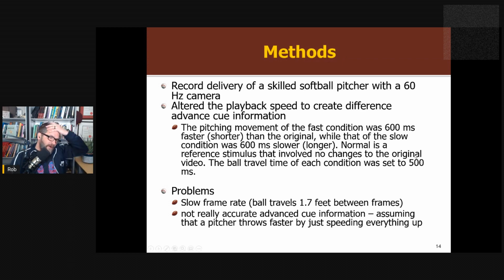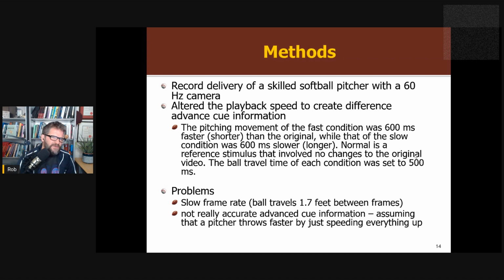For me, there are a couple of problems here, as someone who's been generating this kind of stimuli for all their career. One is the frame rate. 60 hertz, so you're sampling at 60 times a second. A pitch that's 70 miles an hour, which is reasonable for a softball, travels almost 2 feet in that time. So there's going to be very discrete information. You're not getting the full dynamic information that's available from the actual delivery. But that's something a lot of experiments have to suffer with.